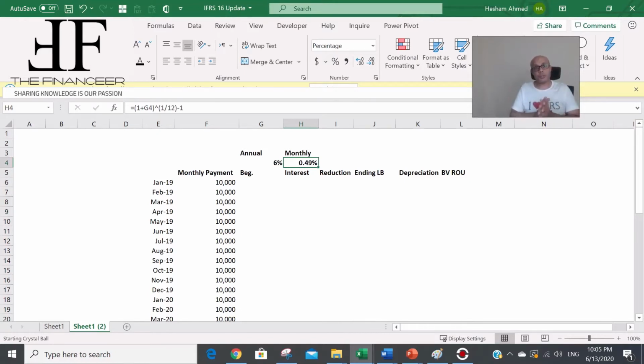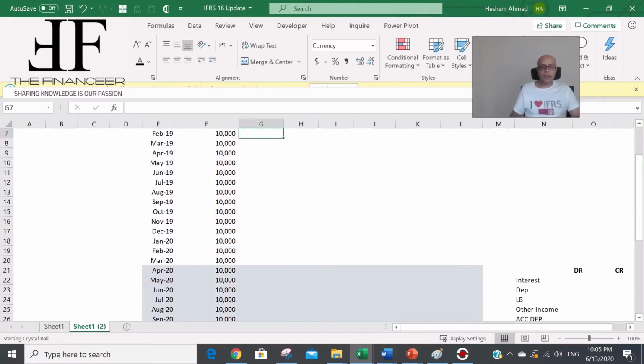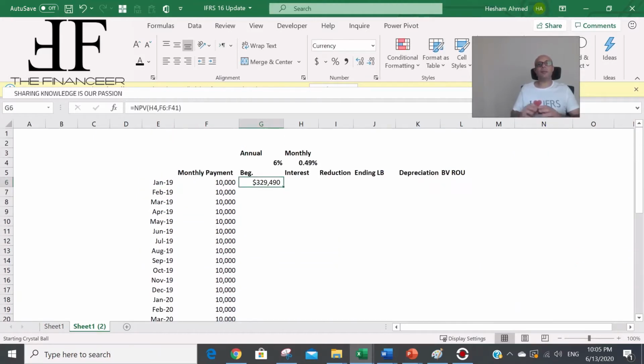Then you are now ready to use this monthly discount rate in the discounting process. In order to calculate the beginning balance of the lease liability of this lease contract, we are going to use the net present value function. So we are going to say NPV. What is the rate here? We are going to use the monthly rate. And where are your payments? These are my payments, so I select them and press enter. This will be the present value of my lease liability on the first day of the lease contract. So this is the beginning balance of the lease liability.